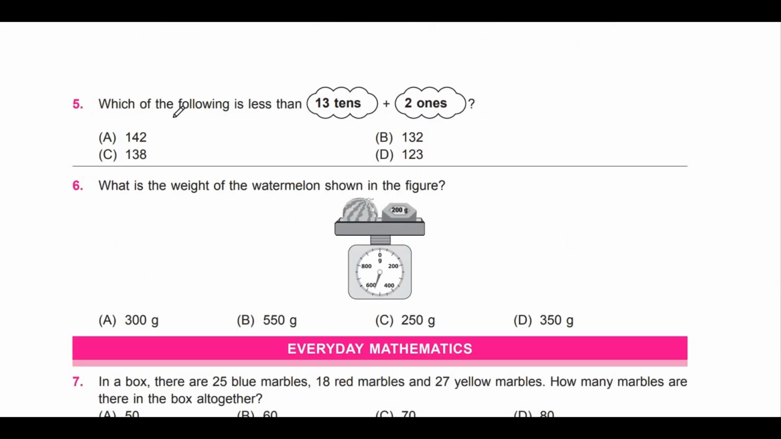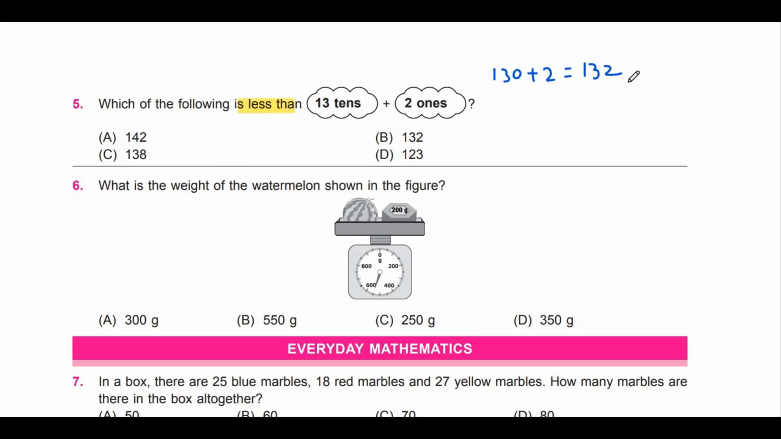Now let's see the fifth question for today. Which of the following is less than 13 tens plus 2 ones? So here the important point to note down is less than 13 tens and 2 ones. So first let's find what is 13 tens and 2 ones. So 13 tens means it is 130, plus 2 ones is 2. You can write it as 132.